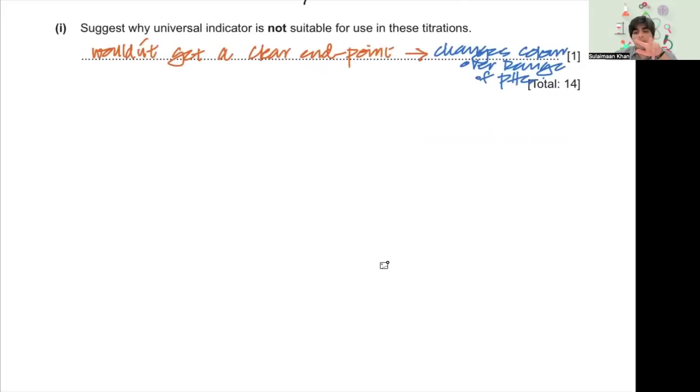Because universal indicator would give you different colors. So how would you know that the endpoint is reached? It would sometimes be red, then goes orange, then goes yellow. आपको कब पता है कि when do you stop? Why does it give a color change over a range of pHs? Because it is made up of multiple chemicals and dyes mixed together. ROYGBIV.